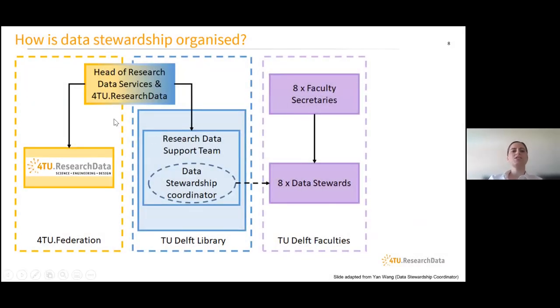So how is data stewardship organized? This is a bit of a complex slide, so I'm just going to walk you through it. This is only an example from TU Delft, so the other institutions may have some slight, subtle differences. But you can see here we have in yellow the 4TU Federation, we have in blue the TU Delft Library, and then we have the faculties in purple. So there are different levels of organization when it comes to research data support at TU Delft.